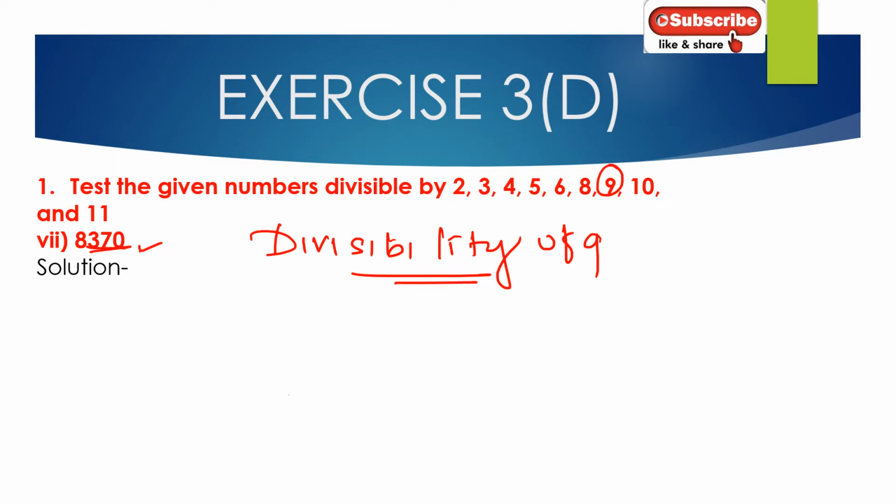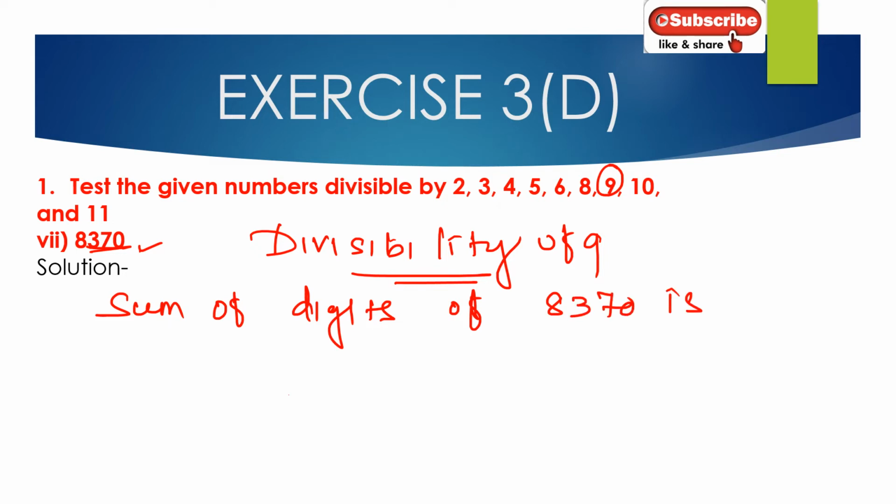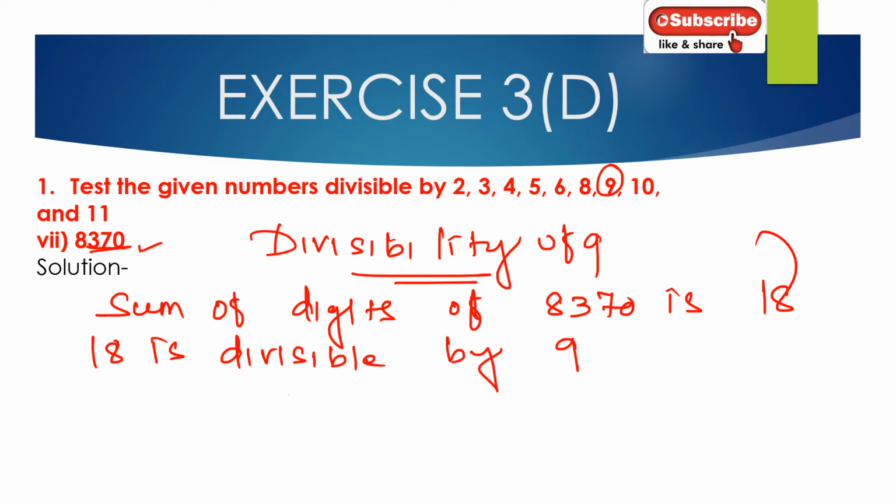Now if the number is divisible by 9, if the digit sum, that is the sum of digits of the number 8370 is 18, and 18 is divisible by 9. So 8370 is divisible by 9. So the number 8370 is divisible by 9.